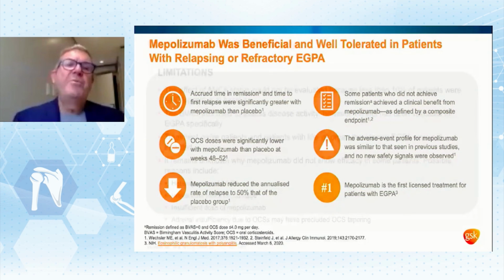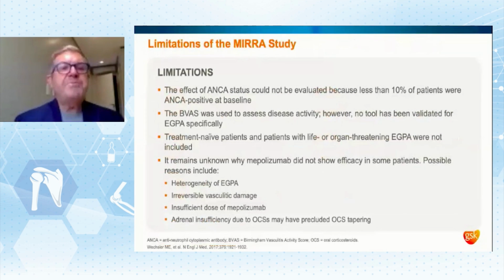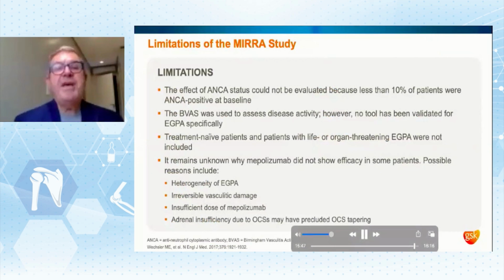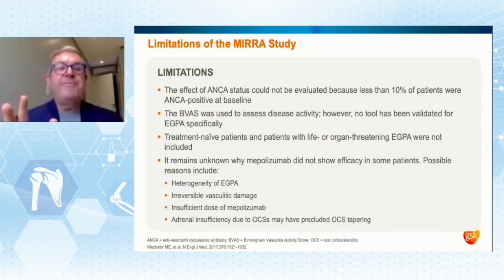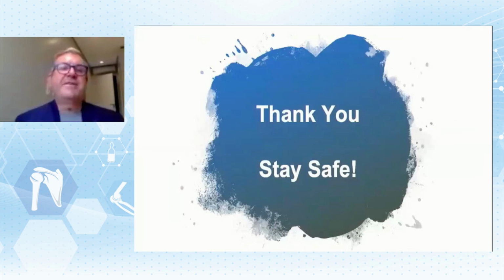With this, I would like to finish my presentation. We still have some limitations in the treatment of patients with EGPA, mostly in patients who might be ANCA positive. However, we understand that EGPA is a heterogeneous disease that has vasculitis as the main pathological feature, and that mepolizumab is a good option to treat patients who have oral steroid and immunosuppressive dependence.